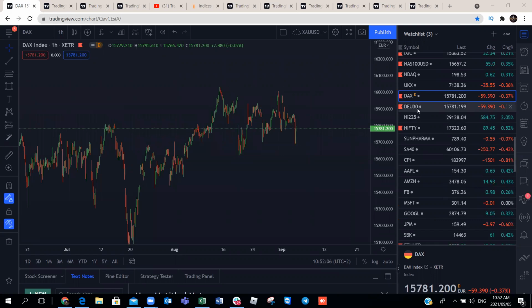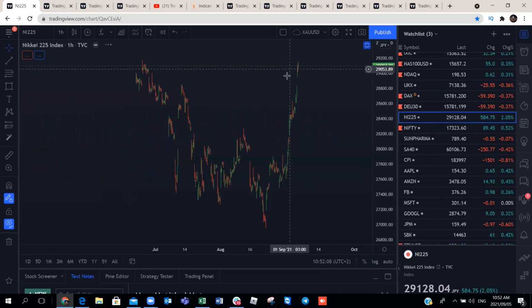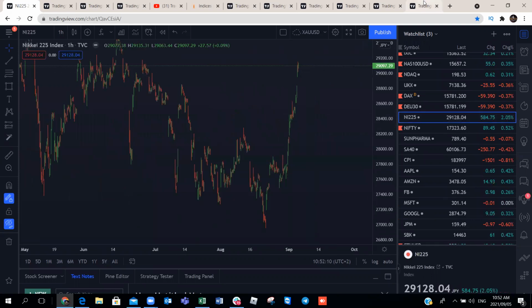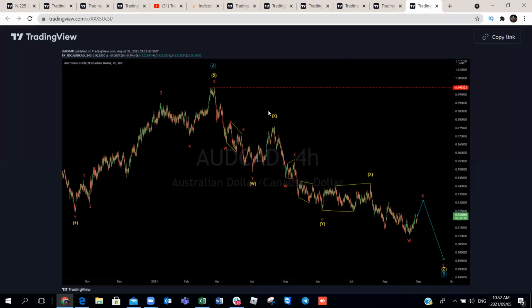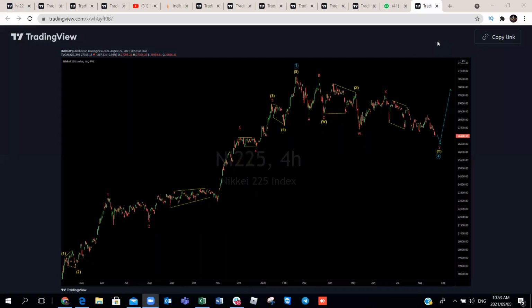All right, now the Nikkei. I want to show you the structure on the Nikkei. I think I may have taken that one off. Let me just look for that chart on the Nikkei. Right, so this is the Nikkei chart that we've been sharing for a while now.